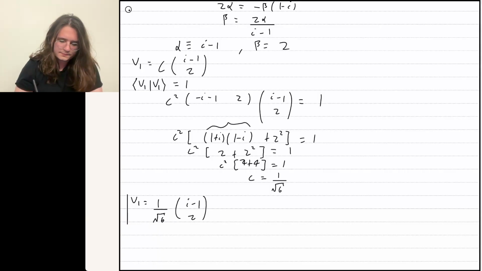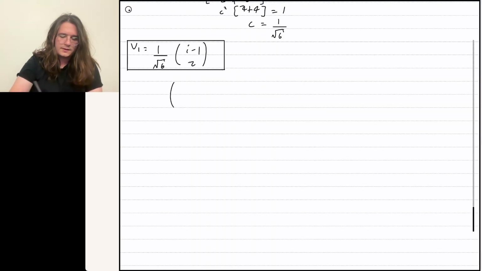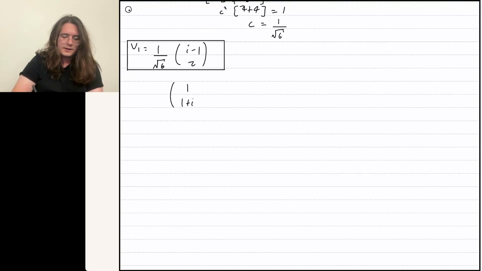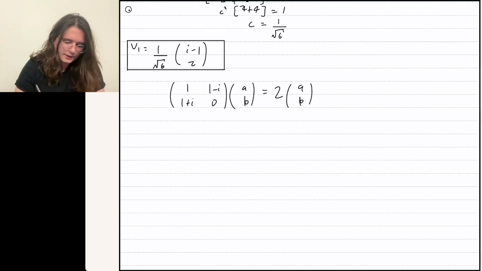Okay. And we can move on to the next bit of the problem, which is v2. Same sort of deal. We're going to be solving the equation for the matrix (1, 1 plus i; 1 minus i, 0) times the vector (a, b). Don't know what a and b are yet, but it's going to be equal to the second eigenvalue, which happened to be 2, times the same vector. So we've got the same sort of equation going on this side.